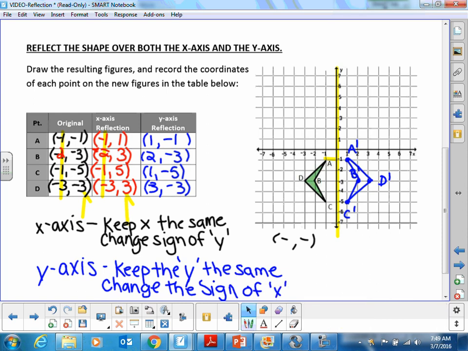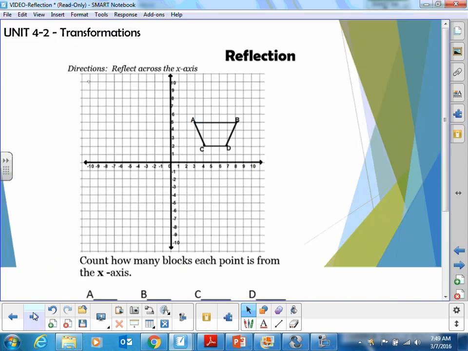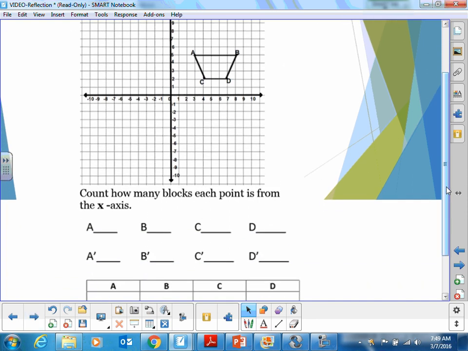If you can't remember the rules about keeping the number and sign the same, then you can just simply count from the line of symmetry, or the axis of symmetry. Okay, so let's do one more example. If you flip your page over, we're going to take this trapezoid and we're going to reflect it from the x-axis. So let's highlight our x-axis. That's this one right here. Remember, x is horizontal. Let's start by writing down our original points.